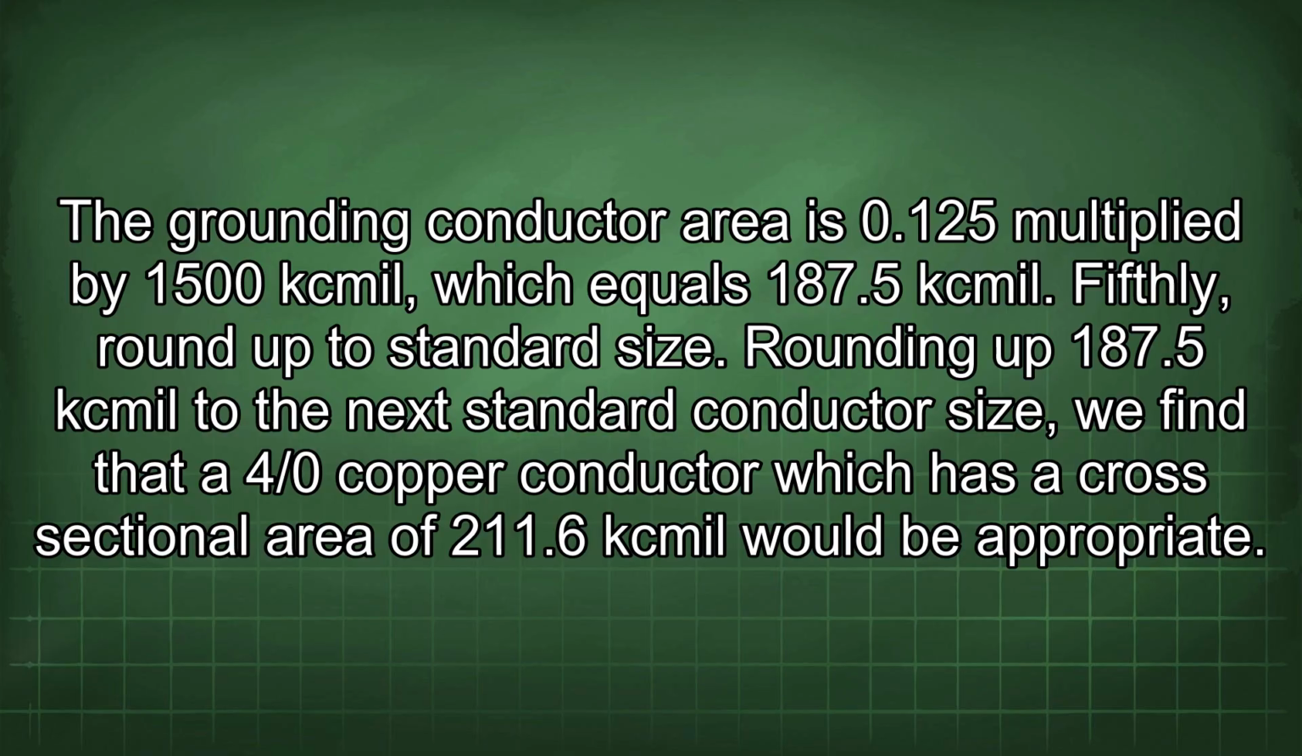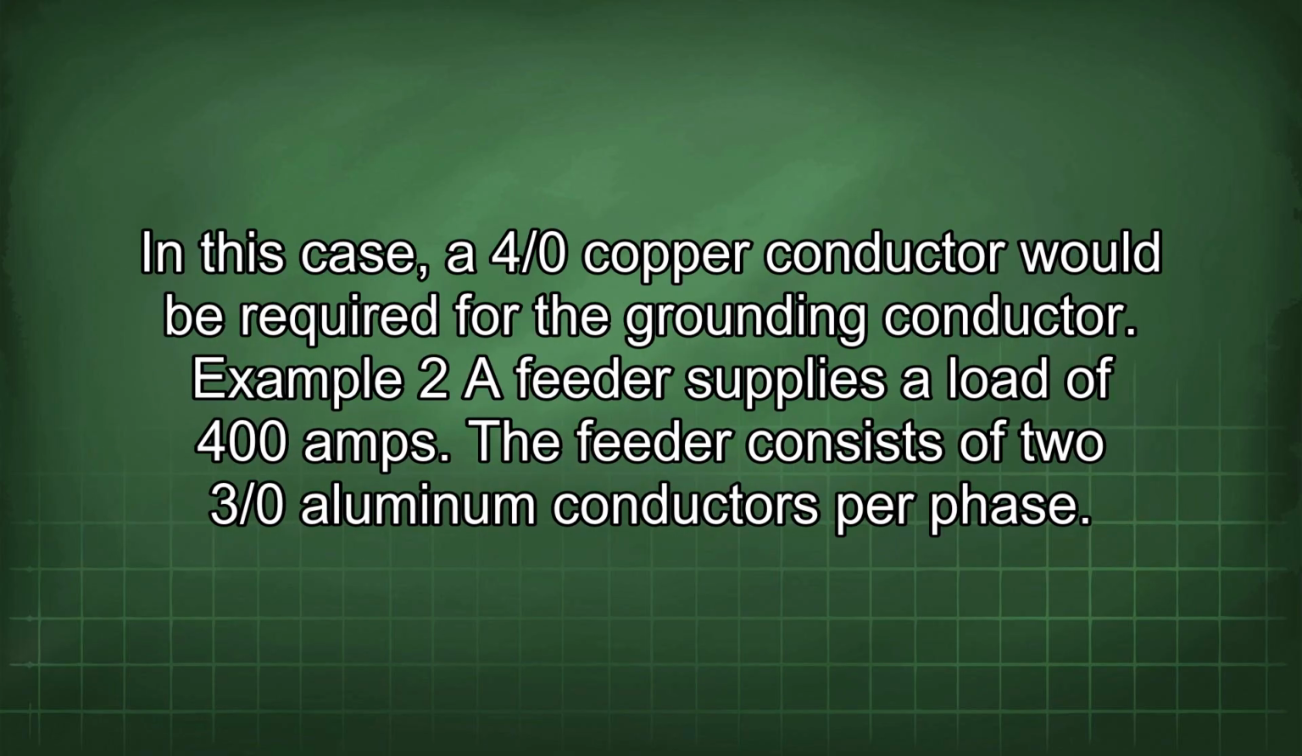Fifthly, round up to standard size. Rounding up 187.5 kcmil to the next standard conductor size, we find that a 4/0 copper conductor, which has a cross-sectional area of 211.6 kcmil, would be appropriate. In this case, a 4/0 copper conductor would be required for the grounding conductor.